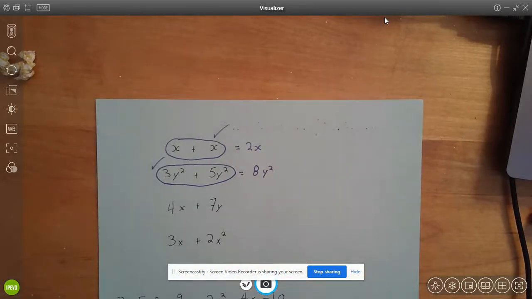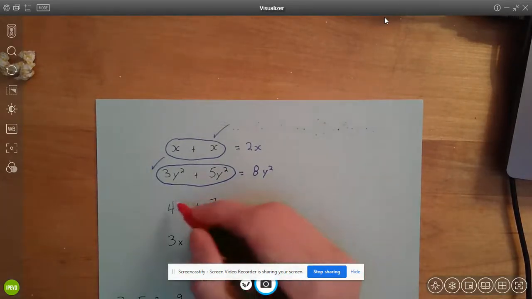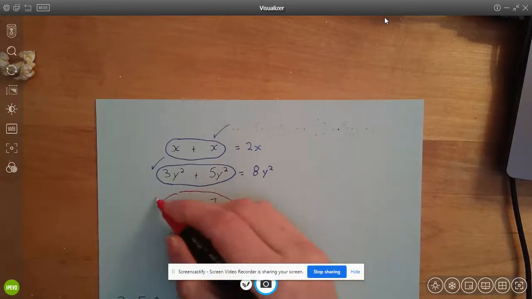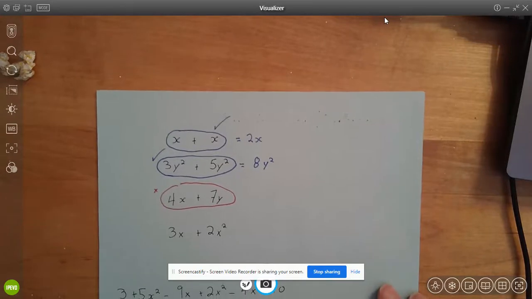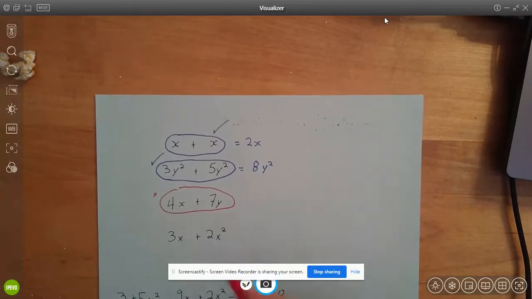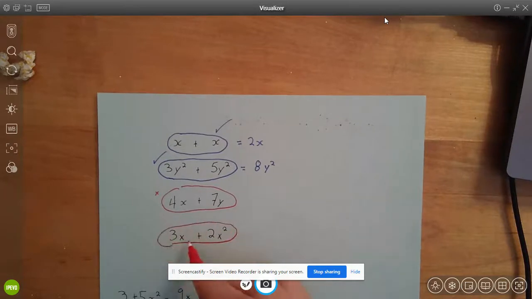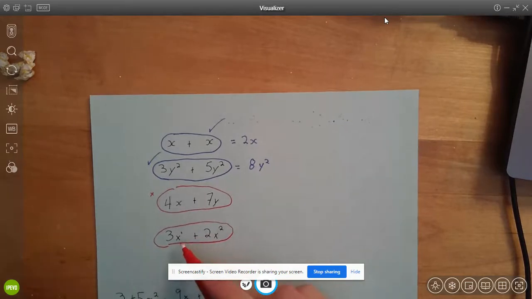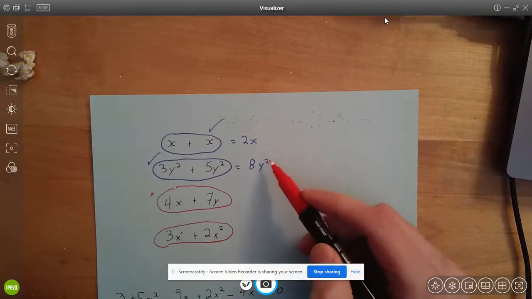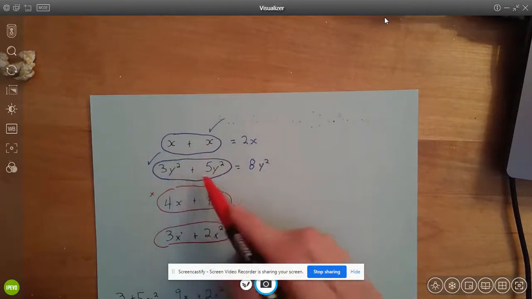Here's an example of a pair of terms that are not alike because the variables are not the same. I can't add x's and y's, just like we can't put together, I guess, apples and oranges. This last example, I do have the same variable, but they don't have the same exponent. Here, x is only raised to the 1. Here, x is raised to the power of 2. So they are not alike. I can't add together x's and x squared. So we can only combine like terms if they have the same variable and the same exponent.